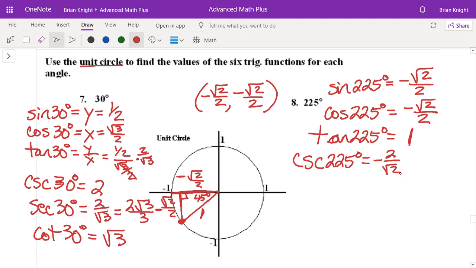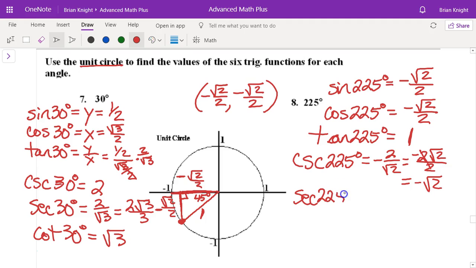All right, I flip them. Move the square root of 2 to the top. Take the square root off the bottom. So that'll be negative 2 square root of 2 over 2. What happens here? The 2's cancel. So that will just be negative square root of 2. Okay?